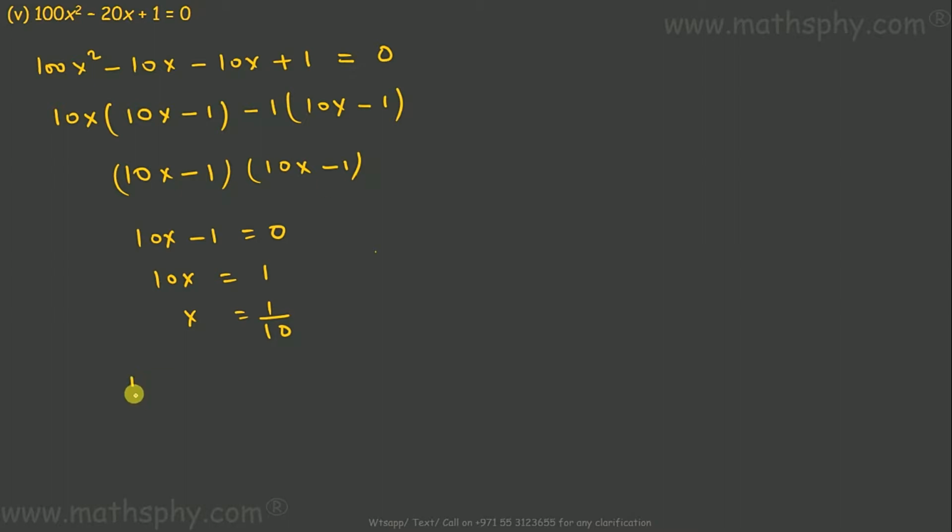This one here, 10x minus 1 equals 0, so 10x equals 1, x is equal to 1 over 10. So the roots are 1 over 10 and 1 over 10 for this quadratic equation here. Alright.